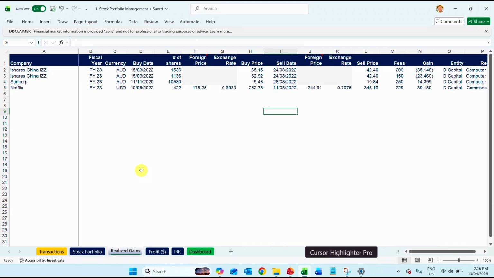Third tab is called realized gains. When you sell an investment, you either made a realized loss or a realized gain, and this is where we calculate those losses and gains.